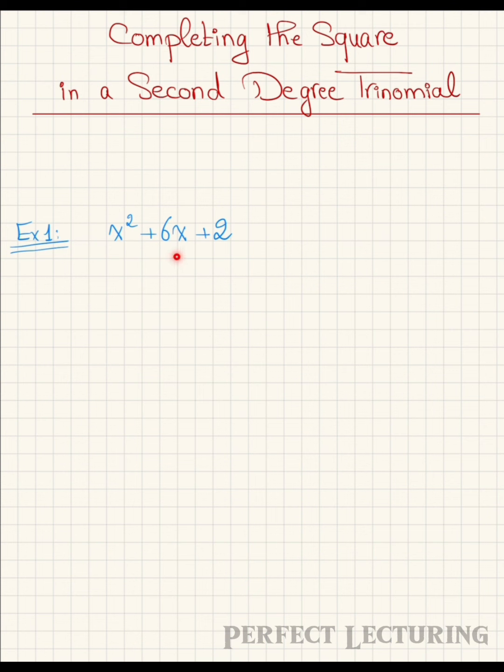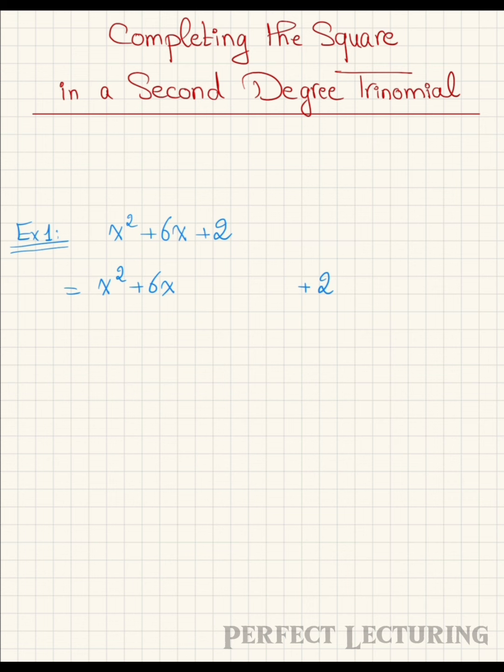So we have x squared plus 6x plus 2. First of all, we have to make sure that the coefficient of x squared is equal to 1, which means the leading coefficient has to be 1. Otherwise, I will show you what to do in the next example. Then, I always copy the first term and the second term. Now, before copying the third term, I have to add a couple of terms here.